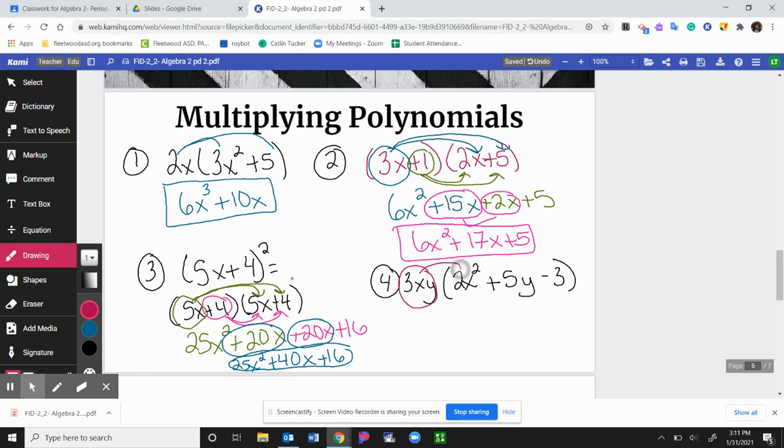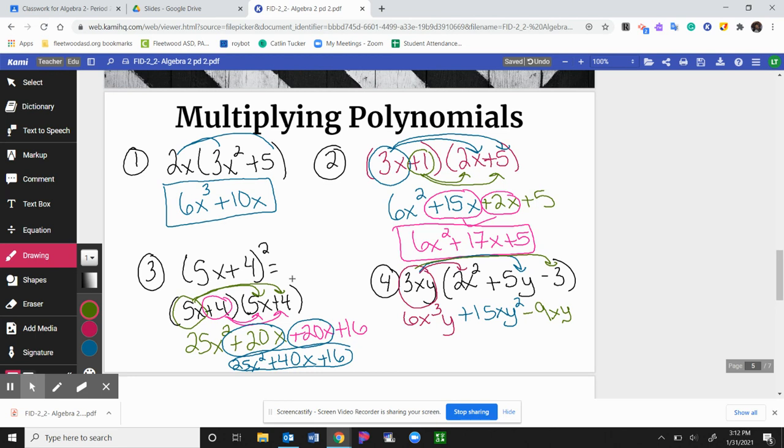So I'm going to take the 3x and multiply. 3 times 2 gives me 6. x times x squared is x to the third, and I'll just tack on my y. Then take your 3xy and multiply by your 5. So 3 times 5 gives me 15. There is no x, so I'm just going to bring that down. There's no other x. And then I have a y and a y, which gives me y squared. After that, distribute to the last term, a negative 3x. So 3 times negative 3 gives me a negative 9. And then there's nothing here, so I just bring along the xy.